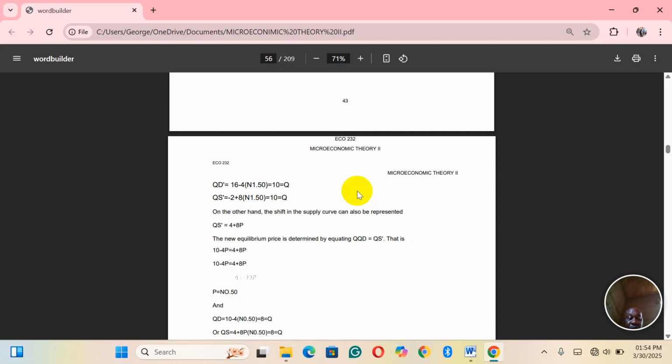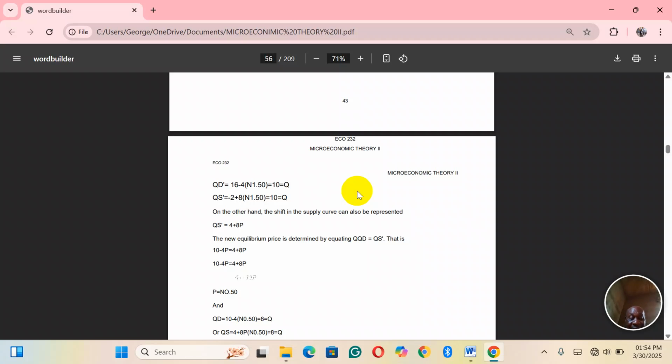Then quantity supplied is minus 2 plus 8 times 1.50, which equals 10, equals Q. On the other hand, a shift in the supply curve can be represented as quantity supplied equals 4 plus 8P. The new equilibrium price is determined by equating quantity demanded to quantity supplied, that is 10 minus 4P equals 4 plus 8P. Collecting like terms, P equals 0.5.